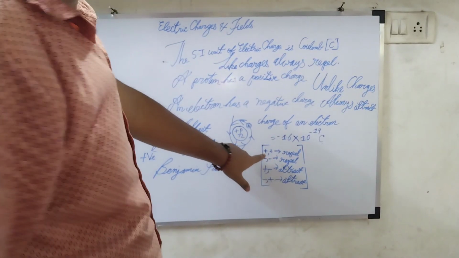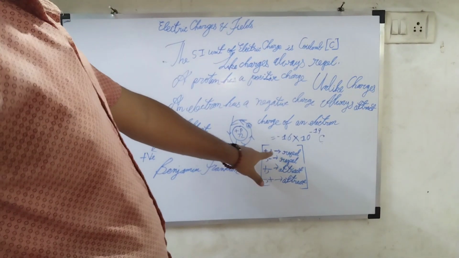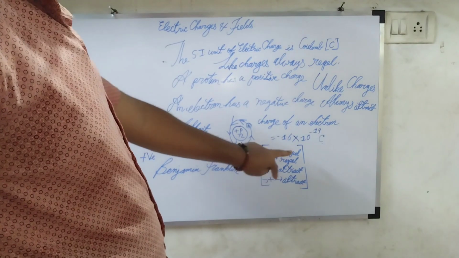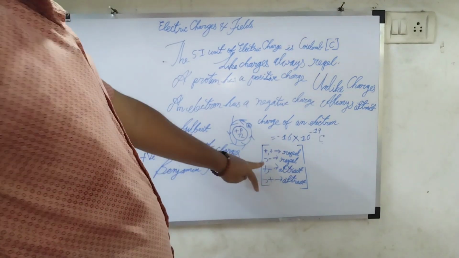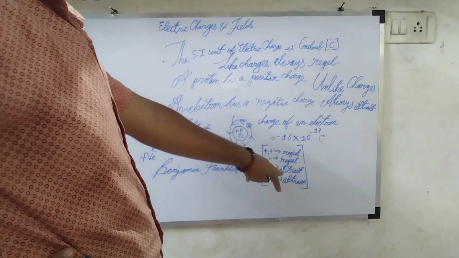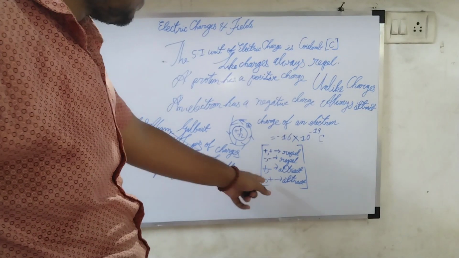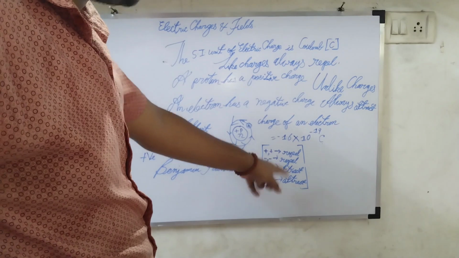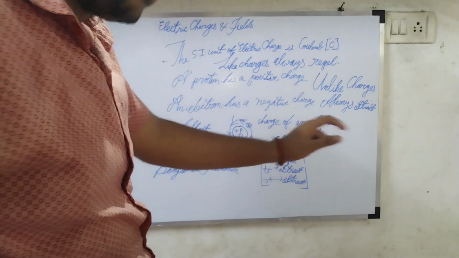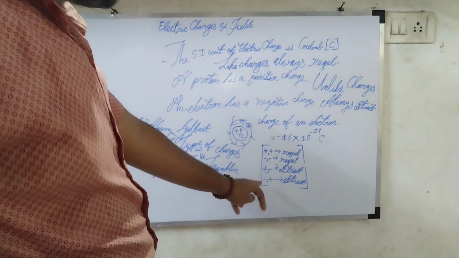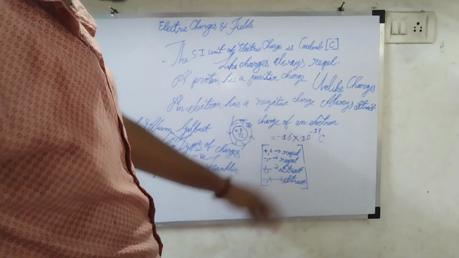We had learned in mathematics that plus plus is equal to plus, so we can tell that it is repelling. Minus minus is equal to plus, we can say that it is repelling. Plus minus is equal to minus, that means it's getting attracted. And minus plus, vice versa, is always the same.